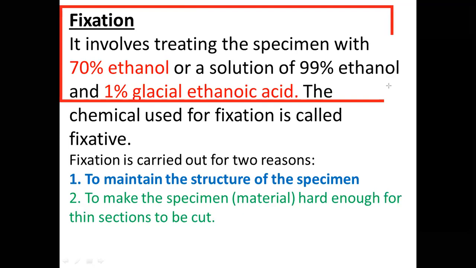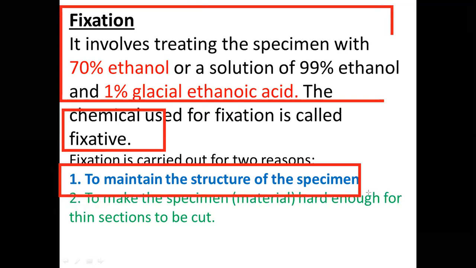Now, this is the fixative. This is what we call the fixative. The glacial ethanoic acid. This is the fixative. We are fixing so that the structures that we want to observe are maintained.